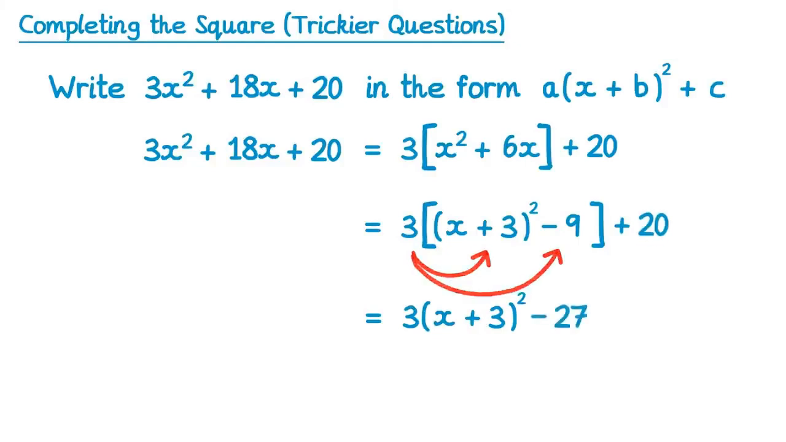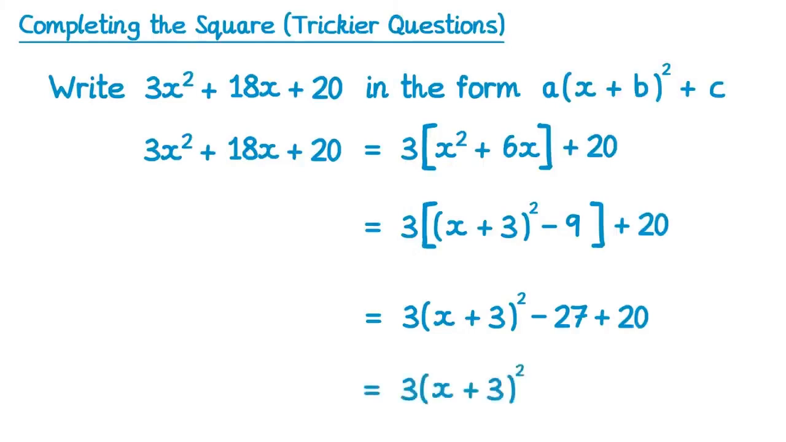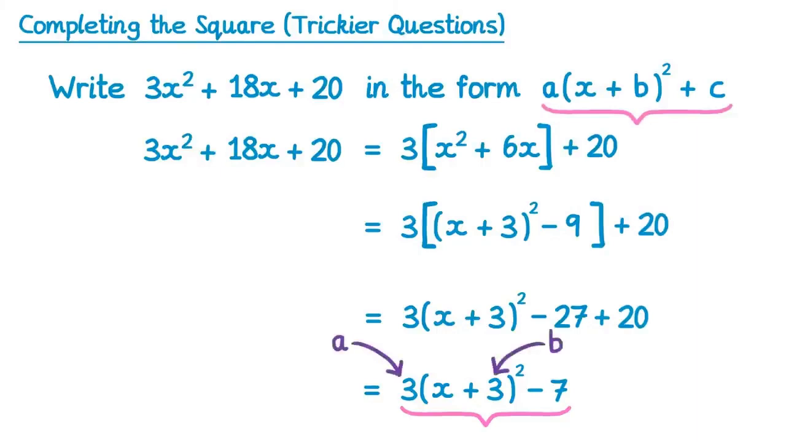And of course there's still this 20 hanging around at the end. It can be easy to forget about that. The final step here is just to simplify. We have negative 27 add 20, which when you simplify will give you negative 7. And we've now finished the question. If we compare our answer to the completed square form in the question, you'll see that a is 3, b is also 3, and c would be negative 7.